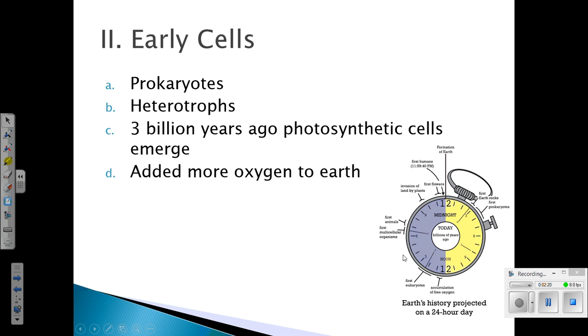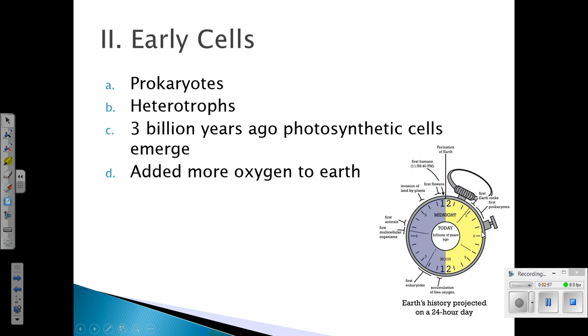This little clock over here is what would be the history of life on Earth if it were boiled down to 24 hours. So here at midnight is the formation of the Earth, and this is in billions of years. At about 3 or 4 o'clock is when the first prokaryotes are seen. And there's obviously millions of years where life on Earth was not possible. It was too hazardous, and the planet was not yet formed fully yet.